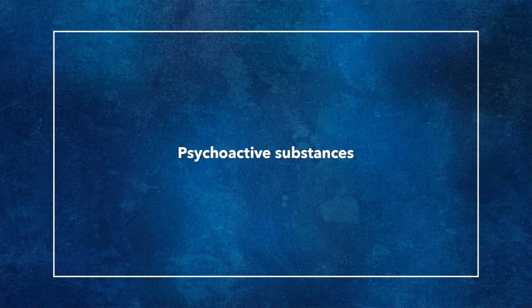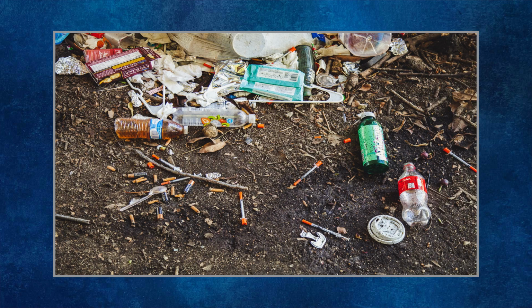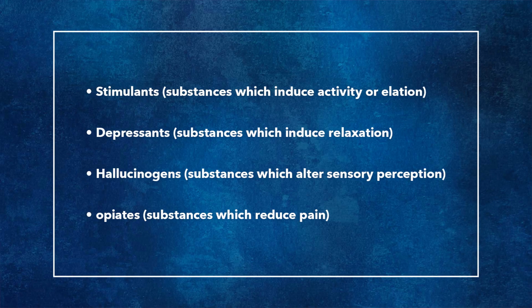Now, let's talk about psychoactive substances. These are the substances that influence how our brain functions, causing changes in mood, awareness, thoughts, feelings, and behavior, such as nicotine, cocaine, heroin, caffeine, ecstasy, opioids, amphetamines, tranquilizers, and alcohol. There are several classes of psychoactive substances based on the effects they could have on a person. Stimulants, which are substances which induce activity or elation. Depressants, that is substances which induce relaxation. Hallucinogens, which are substances which alter sensory perception. And opiates, which are substances which reduce pain.